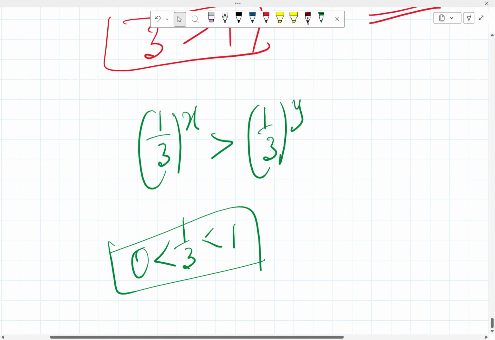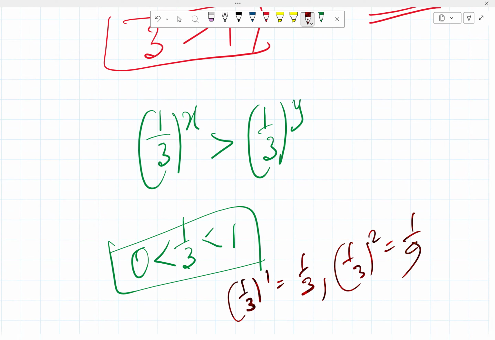Okay, let's even do some practicals, some practice. Like if you have 1 over 3 raised to power 1, that's 1 over 3. How about 1 over 3 raised to power 2? That's 1 over 9. Clearly, if you divide 1 into 3 places, you get bigger chunks than when you divide 1 into 9 places. So as the power is increasing here, the number is getting smaller.